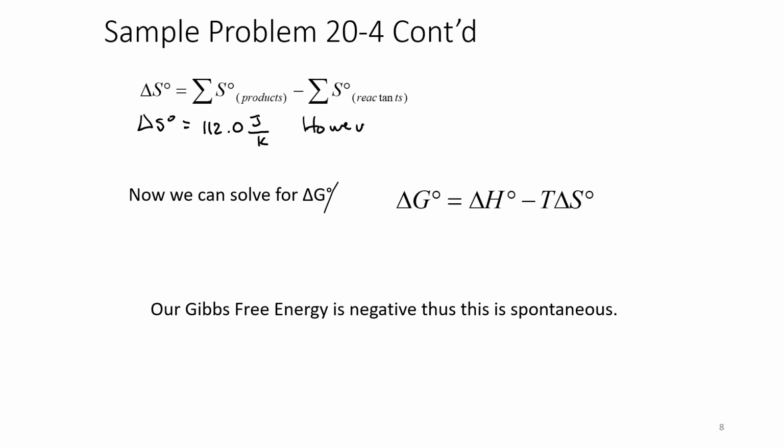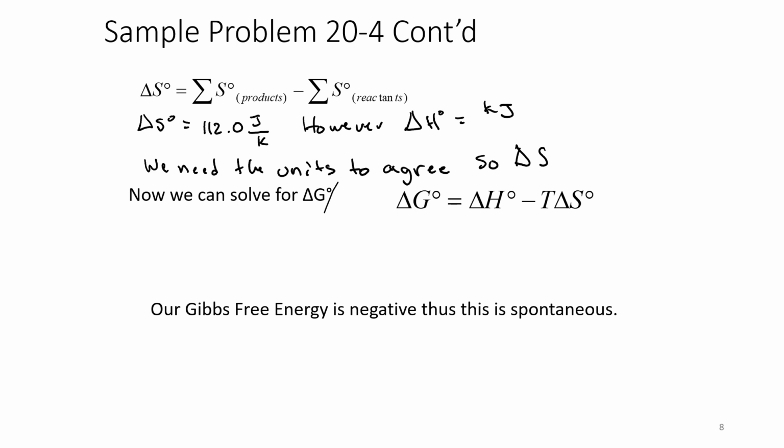However, delta H was in kilojoules. We need the units to agree, so I'm just going to go ahead and convert that. My delta S is going to be equal to, oops, this was negative 112.0 joules per Kelvin. Let's not make that mistake. That is equal to negative 0.112 kilojoules per Kelvin.